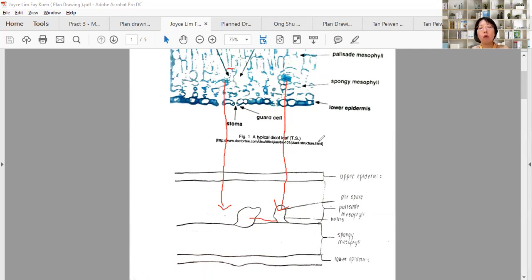So for the vascular bundle, for most of you, there are more details that you need to show. Because inside the vascular bundle there is xylem and phloem. So where's my xylem and phloem? It's not shown here. So you have to draw more detail than that.